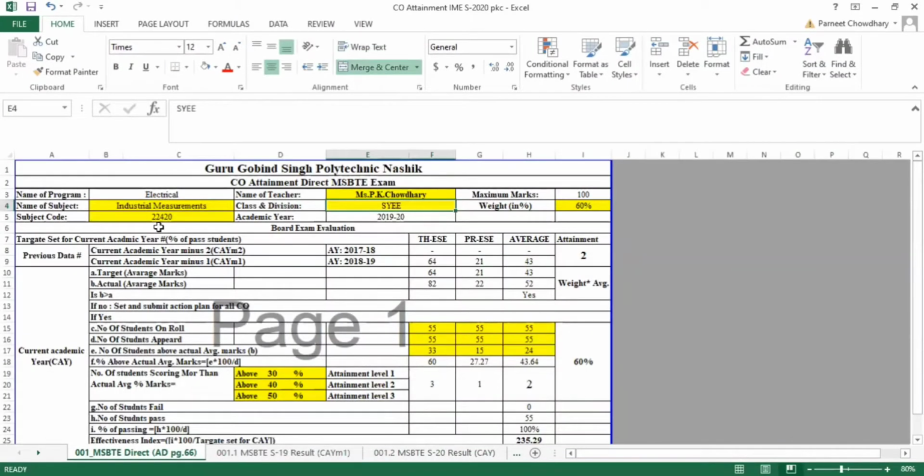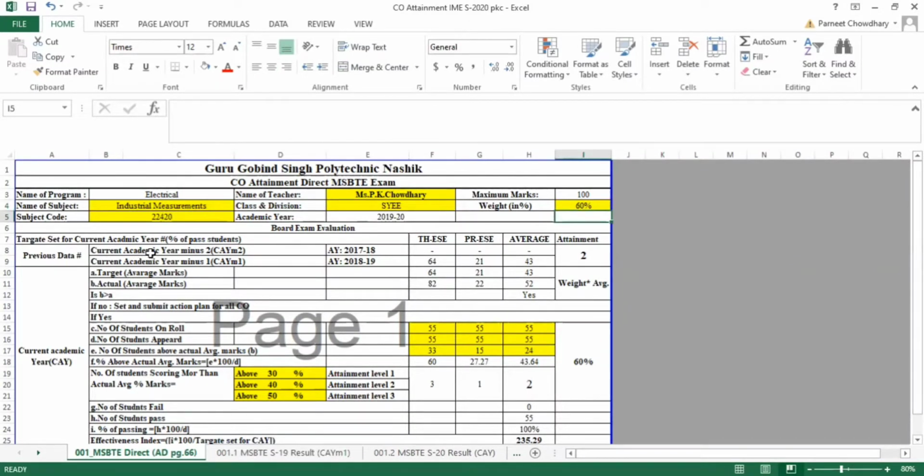Okay, so now let us see. Here you have to enter the name of subject, subject code, then your name as the name of teacher, class and division, maximum marks, that is 100, and weight. We have decided 60% weight for the MSBT and 40% weight for the institute level marks. So this weightage you can alter as per your choice also. It can also be 80-20, but as a standard we have considered this.